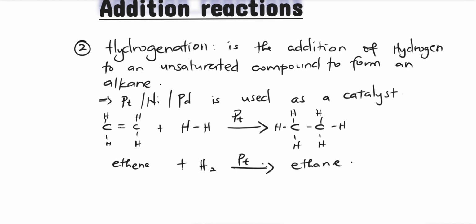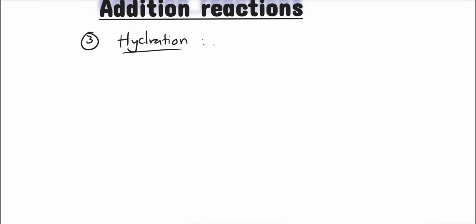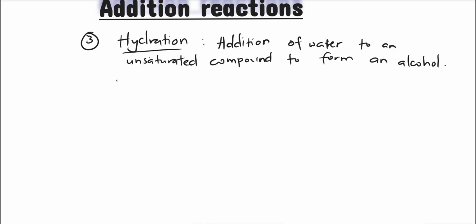Platinum is a catalyst. Hydration. This is the addition of water to an unsaturated compound to form an alcohol. Concentrated sulfuric acid is used as a catalyst in this reaction.